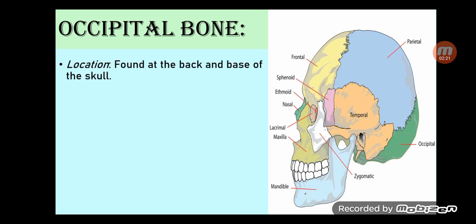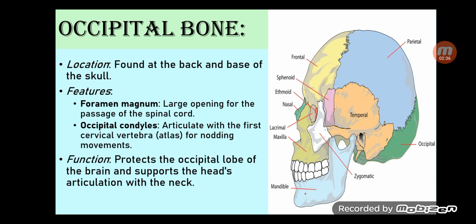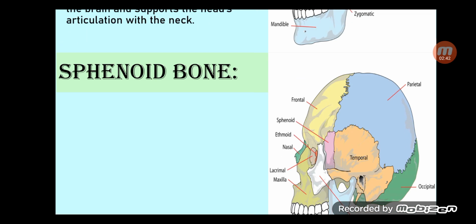Then we have another cranial bone, that is the occipital bone. It is located at the back and base of the skull. Talking about its feature, it has the foramen magnum, that is a large opening for the passage of the spinal cord. And it also has the occipital condyle that articulates with the first cervical vertebra for nodding movements. Talking about its function, it protects the occipital lobe of the brain and supports the head's articulation with the neck.